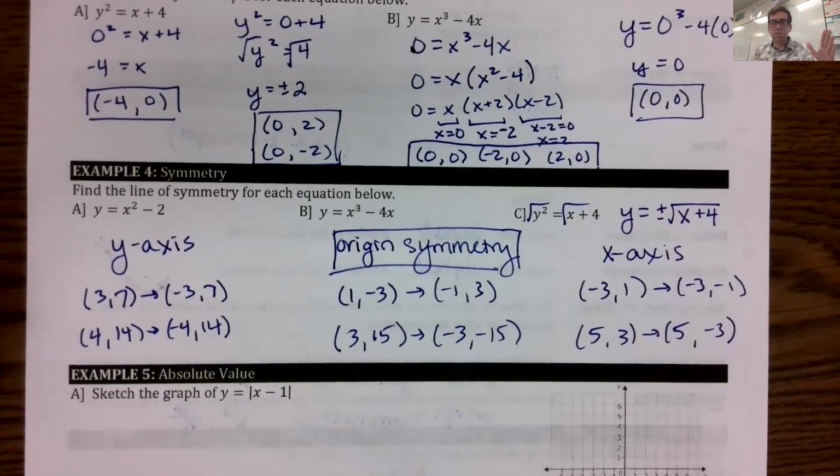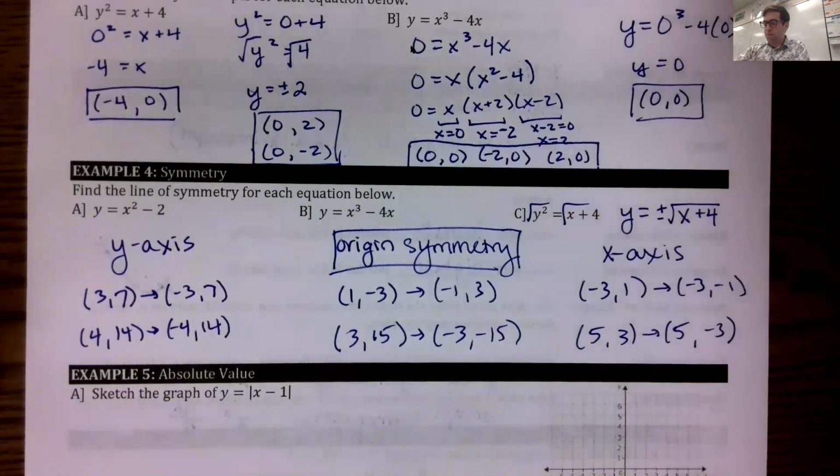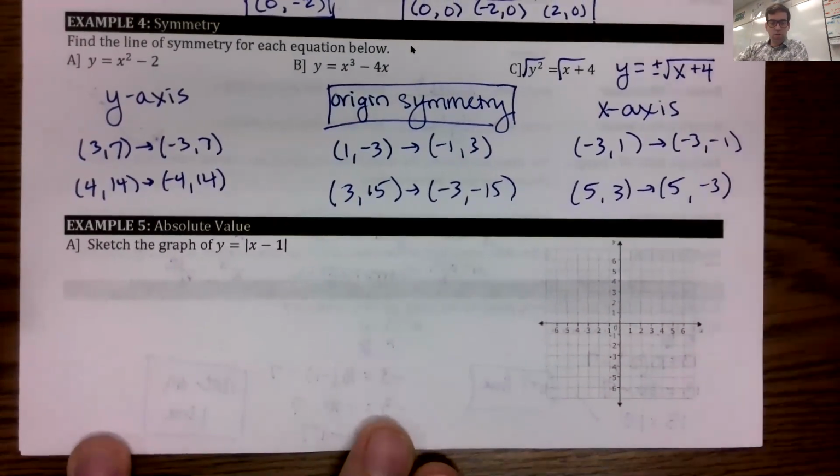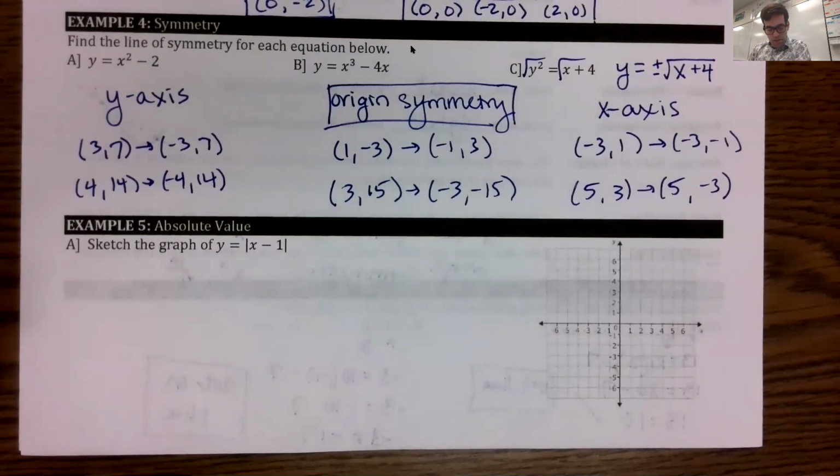So that's where certain points map to other points because of the symmetry, right? That brings us to example 5, absolute value. We're flying through a ton of different topics today. Good review of Algebra 1, Algebra 2 concepts here.